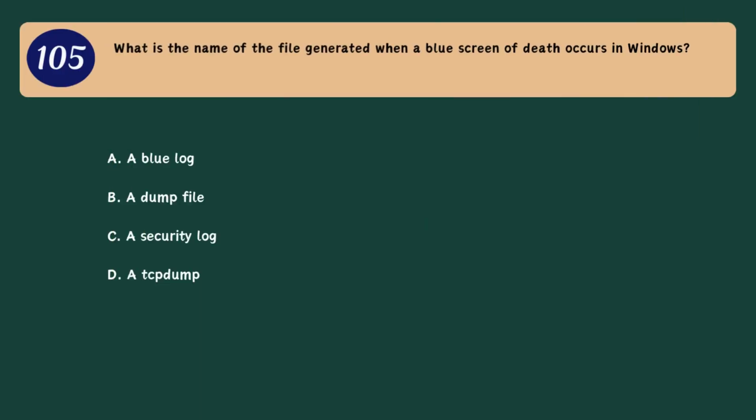Question 105. What is the name of the file generated when a blue screen of death occurs in Windows? A. A blue log. B. A dump file. C. A security log. D. A TCP dump.